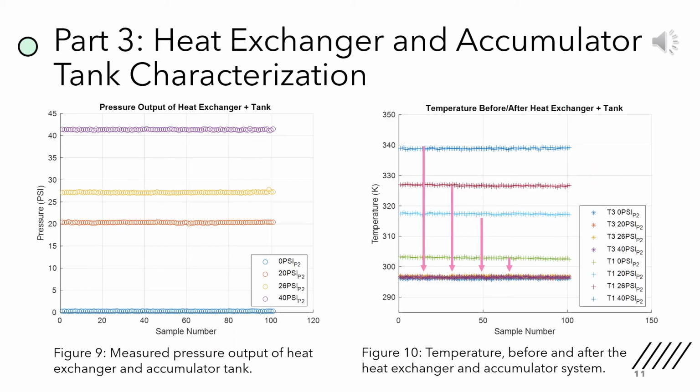Continuing to look at the heat exchanger and accumulator tank outputs, the effects of the two stations are evident. The figure on the left shows how the output pressure of the stations are constant and not pulsing. This means the accumulator is working well. The figure on the right shows how the input air temperature of the different pressure trials are all brought down to the same ambient temperature, which means the heat exchanger is working properly. These two stations are necessary because otherwise the vortex tube would have unstable inputs.